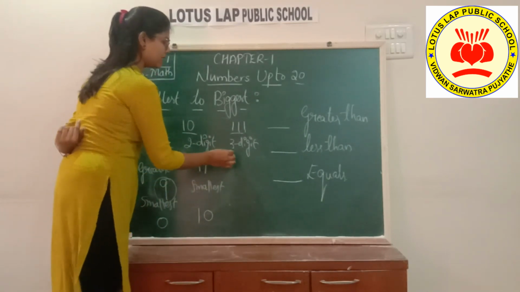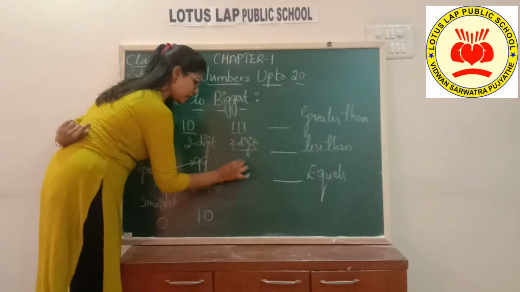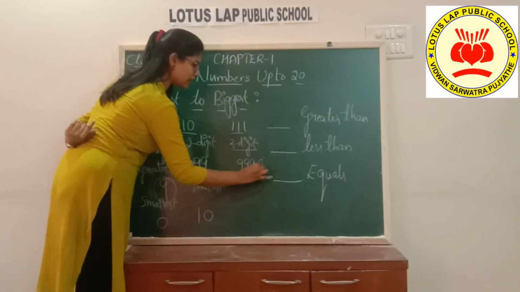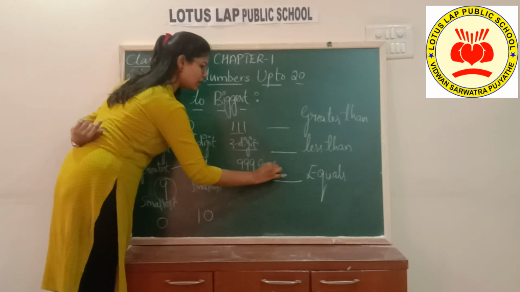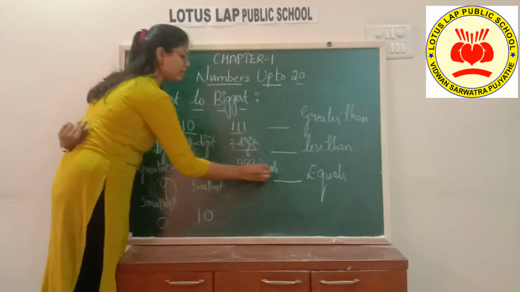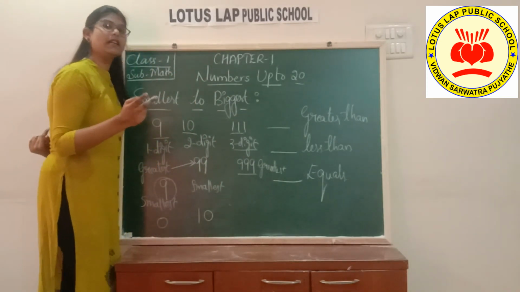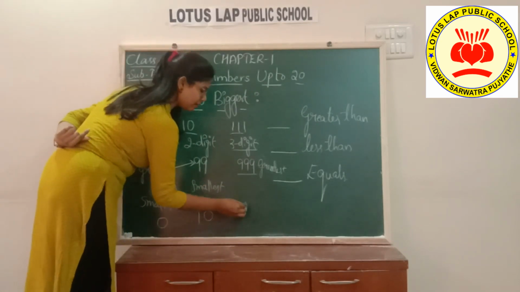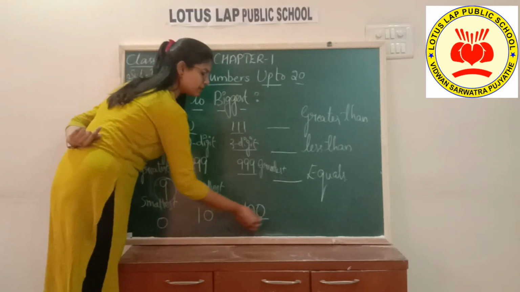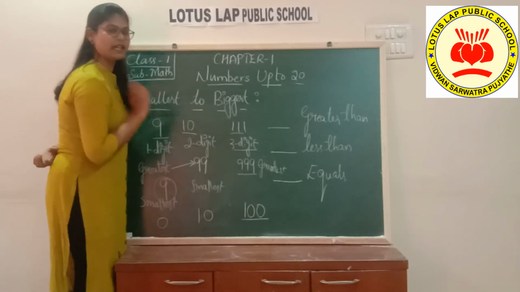Now here 3 digits. Where 3 digits will end? At 999. 999 is the greatest possible number. Now here what is the smallest possible number? 100 is going to be the start of 3 digit numbers. 100 is the first possible 3 digit number. So it is the smallest 3 digit number.